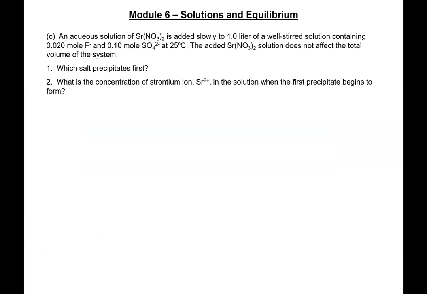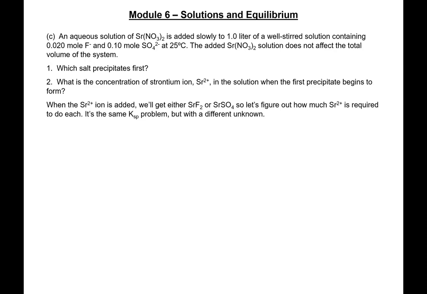Now let's look at part C. We have an aqueous solution of strontium nitrate that's added slowly to a liter of a well-stirred solution containing 0.02 mole fluoride and 0.1 mole sulfate. The question is, which salt precipitates first, and what are the numbers involved in that?